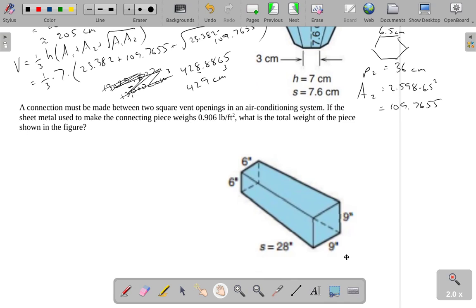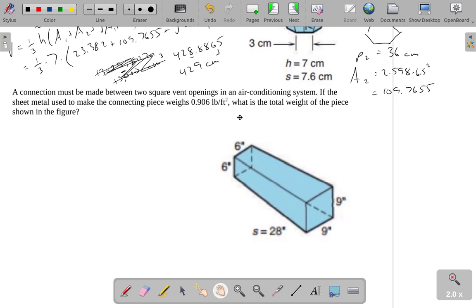All right, a connection must be made between two square vent openings in an air conditioning system. If the sheet metal used to make the connecting piece weighs 0.906 pounds per square foot, what is the total weight of the piece in this figure? So we're talking about sheet metal here, and you can see the weight is described as being per square foot.